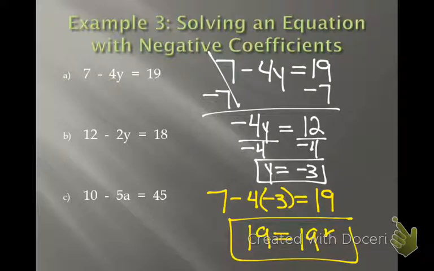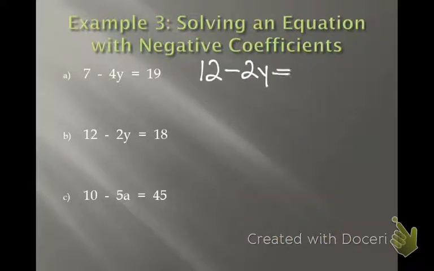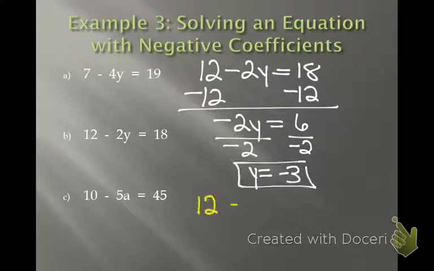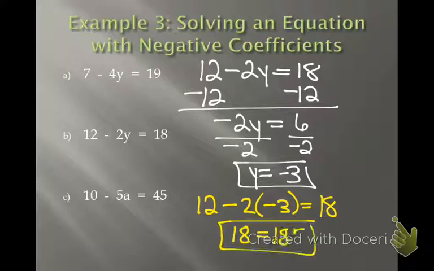All right, go ahead and do B. When you have your answer, raise your hand. I'm going to come check. All right, so we have 12 minus 2y equals 18. Subtract 12 from both sides. Now divide both sides by negative 2, and y equals negative 3. And again, multiplying 2 negatives gives me a positive, so 12 plus 6 does equal 18, so it checks out. All right, so that's how we solve an equation with negatives.